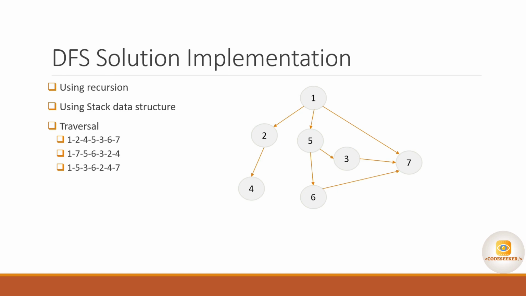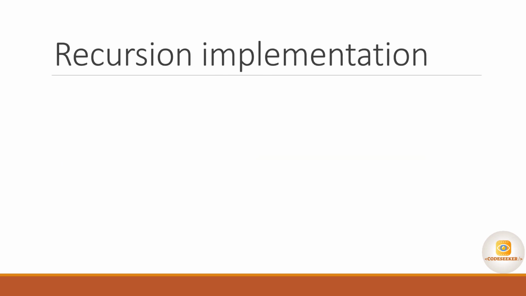This graph contains 7 nodes, from 1 to 7, and I have given the sample outputs for this implementation. There's not only one concrete output we can get from the traversal, because it depends on how you traverse and which node is chosen. Especially when there are multiple child nodes, we can start from any child node while doing the traversal. Okay guys, let's move into the recursion implementation.